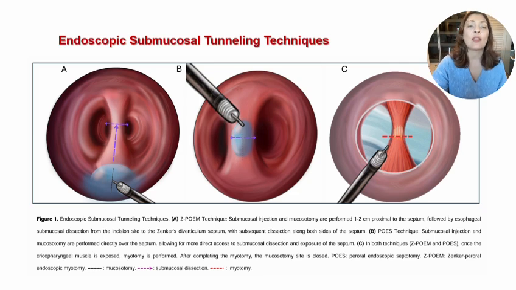In contrast, as shown in figure 1b, peroral endoscopic septotomy creates the submucosal bleb and incision directly over the septum, allowing for more direct access and also improving the working space during closure. Both tunnel techniques allow complete septomyotomy, as shown in figure 1c, followed by closure of the mucosal incision by clip placement.